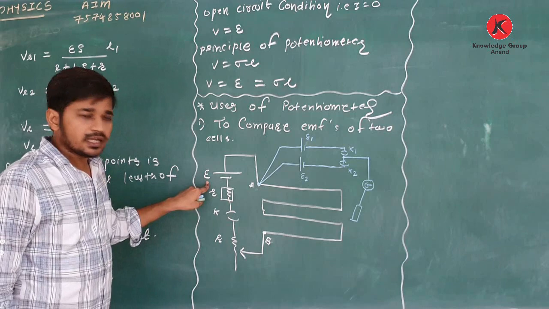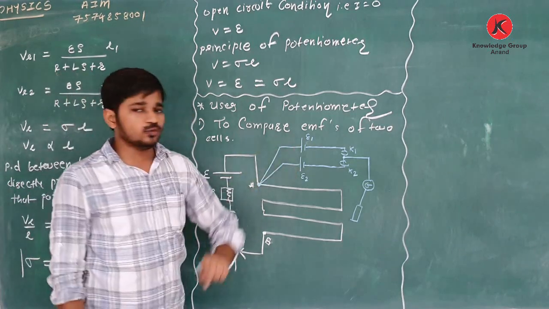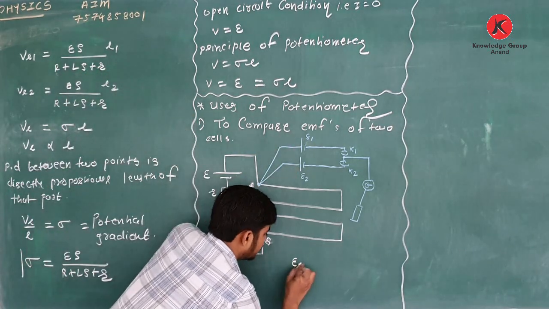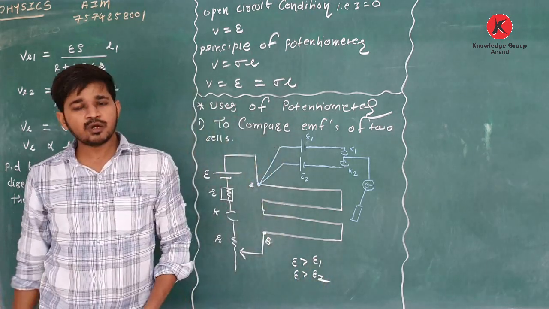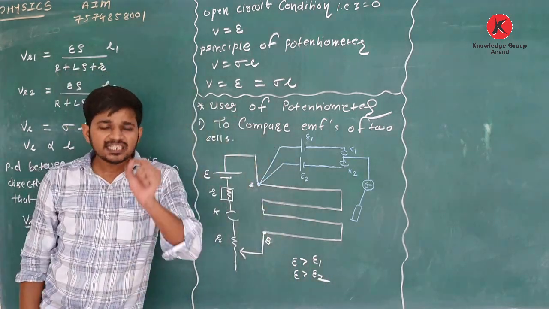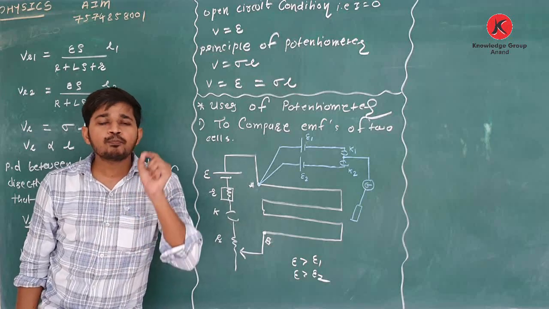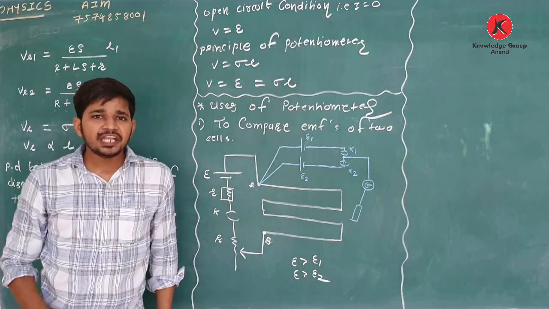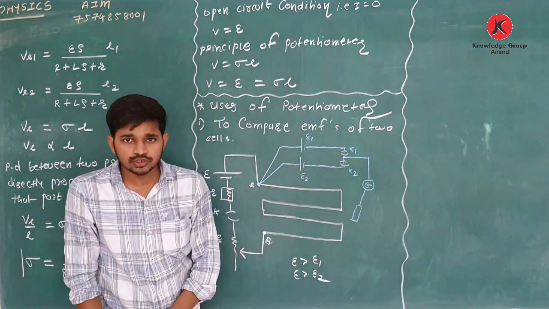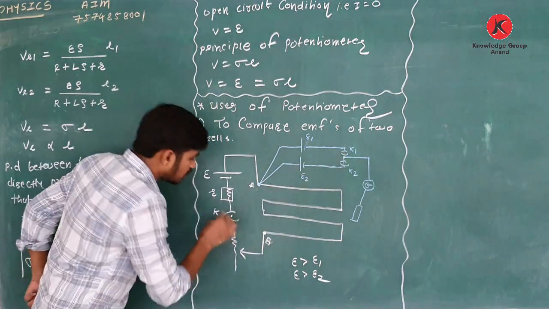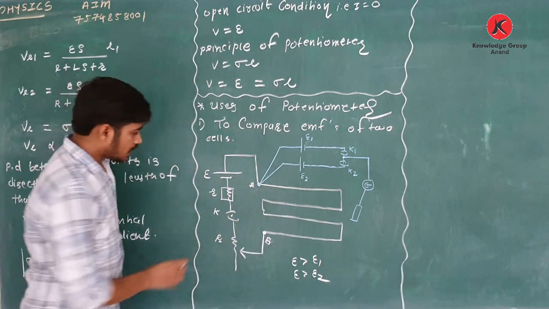E should be greater than E1 and E. Okay, E greater than E1, E greater than E2. Clear about this? Now what is the method? How to perform the experiment? Initially, these two keys are open. See, this key is closed. So now current flows in the circuit.